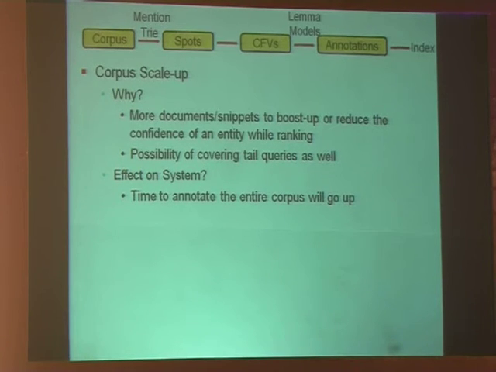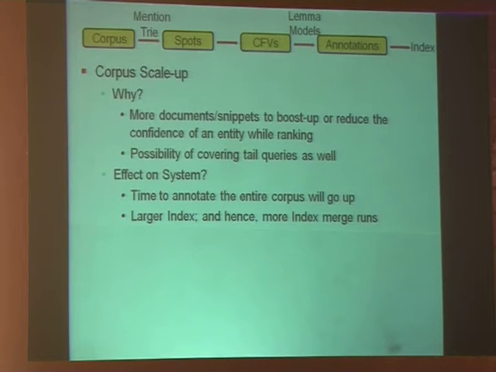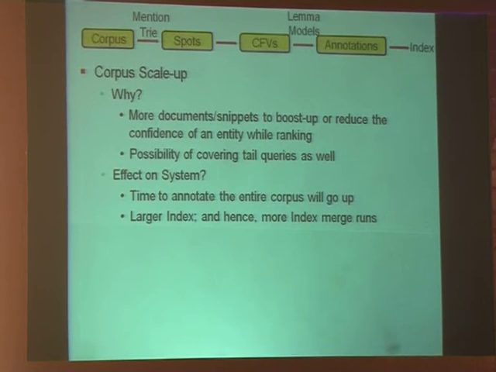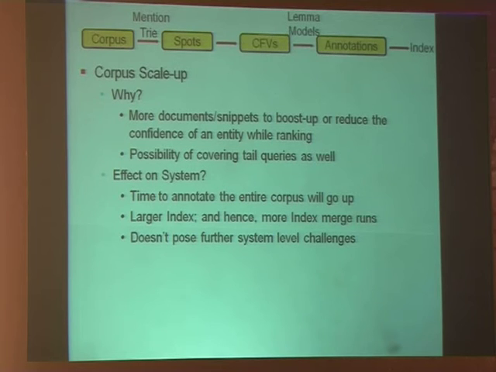Obviously, since we are going to scan more documents, the time to annotate the entire corpus will go up. The more documents, the more annotations, and hence the larger the index. The larger the index, the more index merge runs will be required, which will again translate into more time. But all this does not pose any further system level challenge, as our current system can very well deal with the corpus scale up. It's very obvious that if you scale up the number of documents, your time will go up, but this does not pose any further system level challenge.